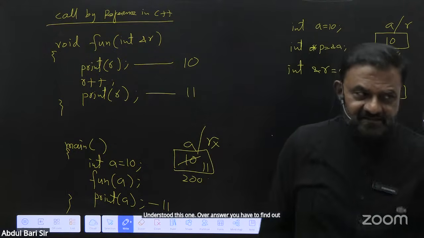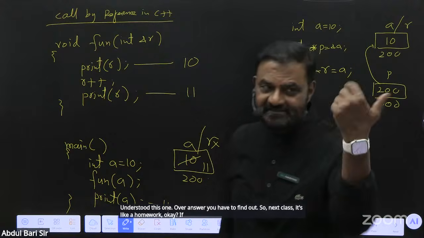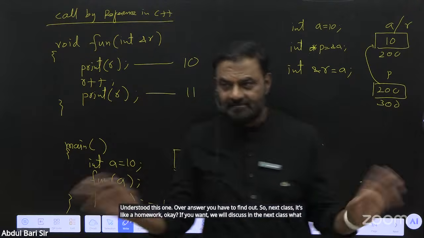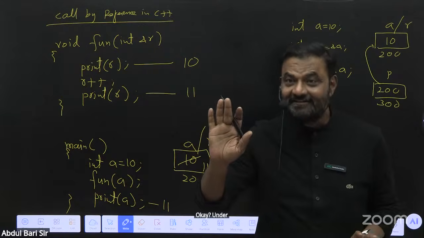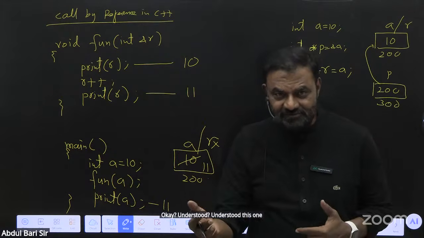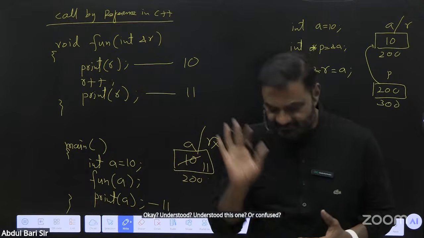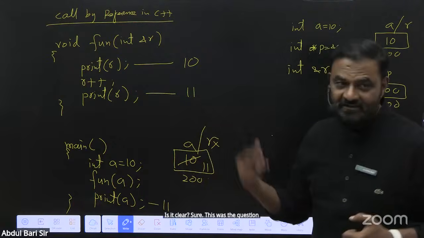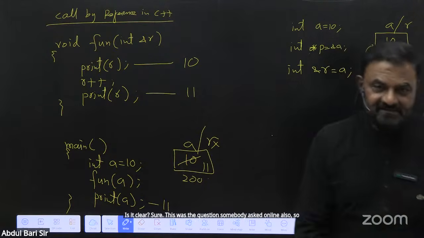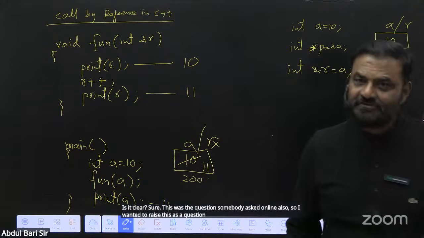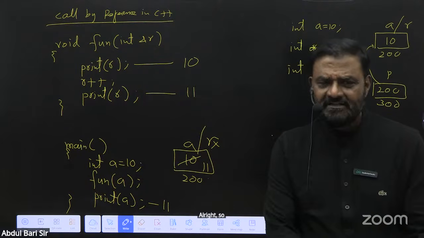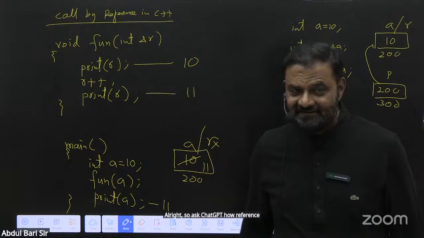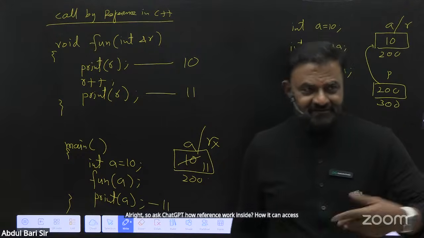So next class, it's like homework. If you want, we will discuss in the next class what may be happening at the back. Okay? Understood this one or confused? Is it clear? This was the question somebody asked online also. So I wanted to raise this as a question and explain something. So it's homework now. Ask ChatGPT how references work inside, how they can access directly. It will discuss with you.